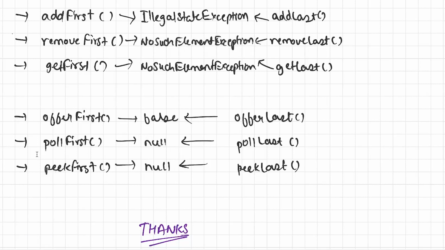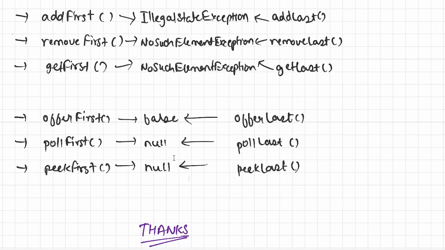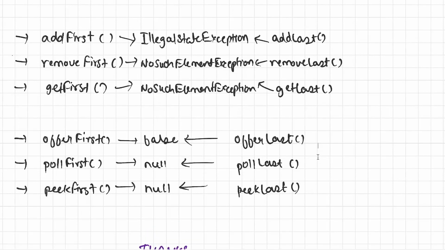Similarly, the peekFirst and peekLast methods are used to see the element at the first position or the last position of the queue. When called on an empty queue, they simply return null instead of throwing a NoSuchElementException. So guys, I hope that so far everything is clear to you.